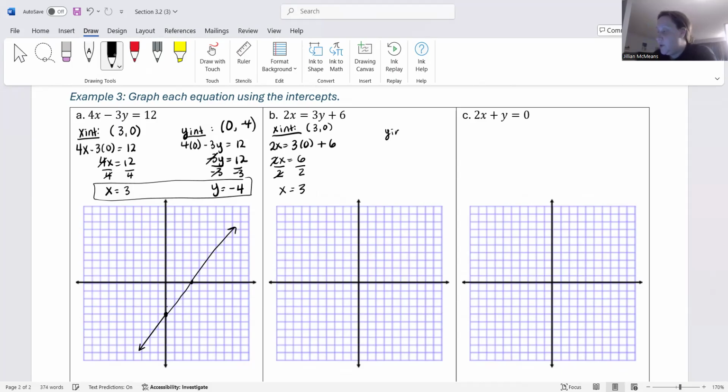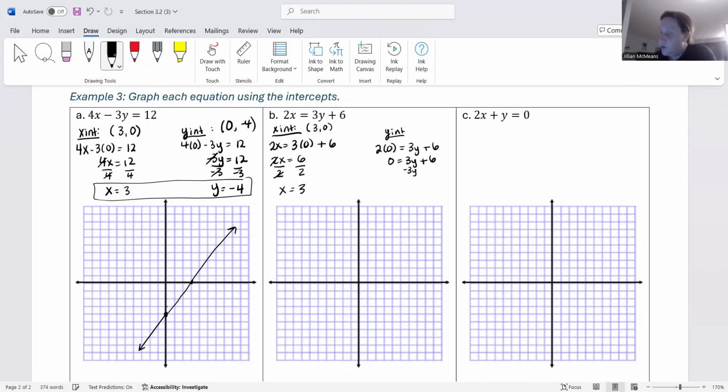Okay? And then we just repeat the process for the y-intercept. Remember, for the y-intercept, we let x equal 0 and solve for y. So I'm going to rewrite my equation as 2 times x, but x is 0, equals 3y plus 6. Well, 2 times 0 is just 0. So I get 0 equals 3y plus 6. We can move the 3y or the 6. It doesn't matter. I'm going to move my 3y.